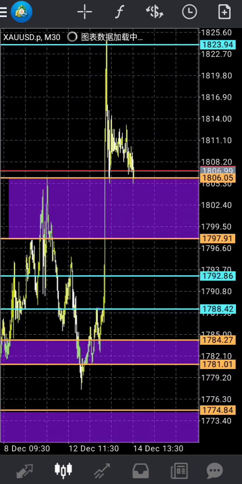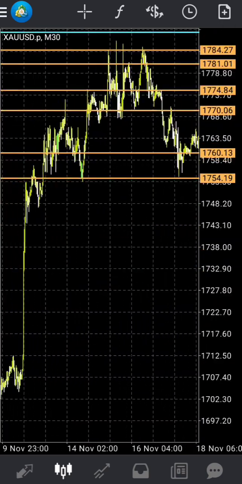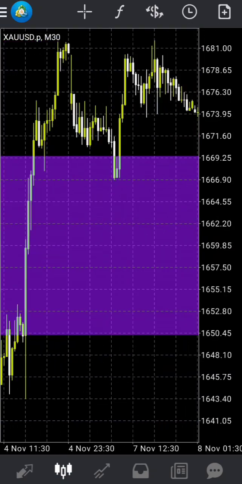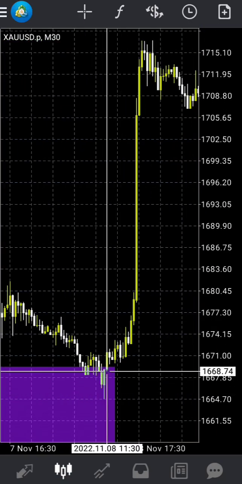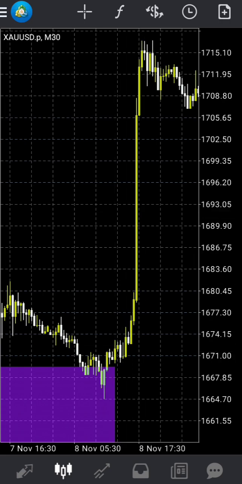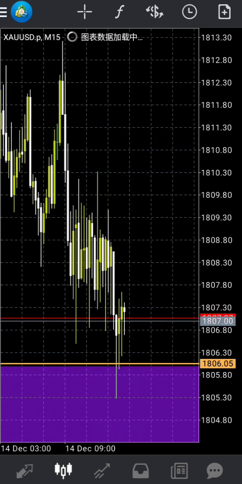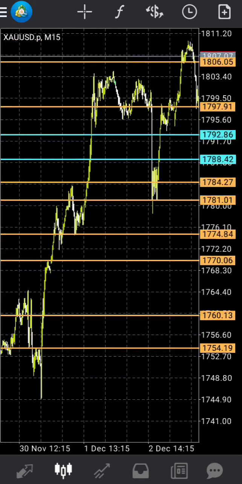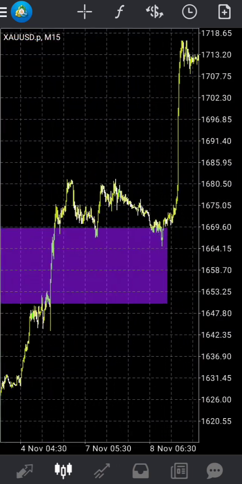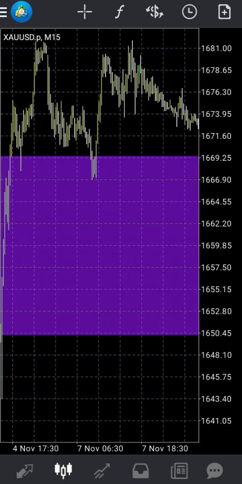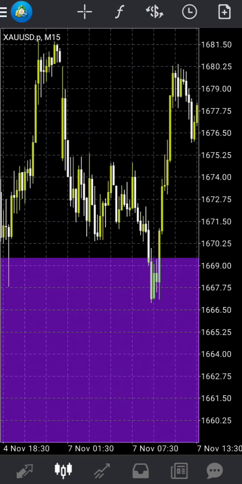You can find the clues there. M30. Yes, M30. You will see something like this. You will see a shadow and then the pound going up. Or maybe you use a lower time frame, like 15 minutes. You try to find until the buyer is stronger than the seller, then you're able to entry. Very simple logic.